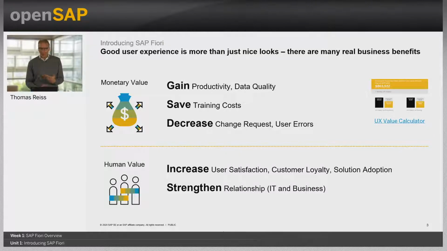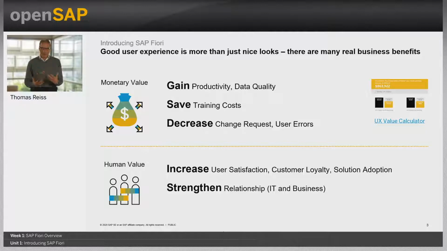Of course, there's also the human value. That's, of course, what most people think of when they think of user experience. So increasing user satisfaction, of course, also increasing customer loyalty if customers are using them, and of course also increasing solution adoption. So if you're at an IT department providing solutions to your business users, of course you want the business users to actually use the system rather than having separate spreadsheets and other solutions going on in parallel. And of course, if the system is really easy to use, you're going to get more adoption. And that, of course, overall will help you as an IT department, for example, strengthen your relationship with the business units in your company.